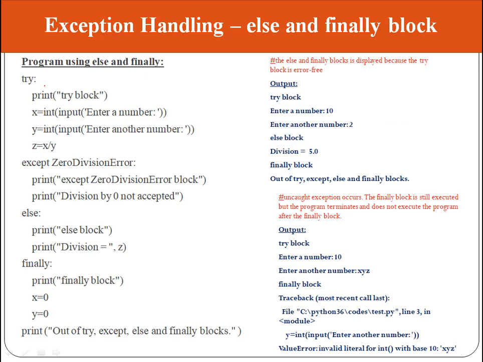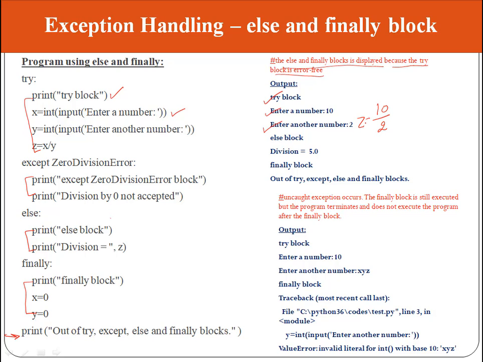Let's see an example. This is your try block, this is your except block, this is your else print block, and this is your finally block, and this is the output out of your try block. The else and finally blocks are displayed because the try block is error free, right? So first it starts by displaying the try block. The number has been entered as 10. Enter another number, it is 2.